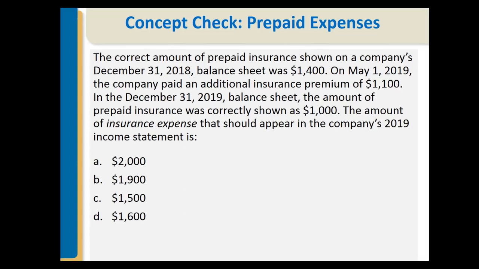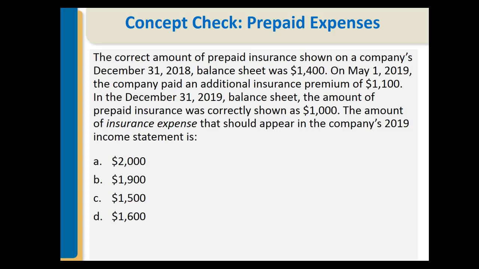So now, let's look at a question. The correct amount of prepaid insurance shown on a company's December 31st, 2018 balance sheet was $1,400. On May 1st of 2019, the company paid an additional insurance premium of $1,100. In the December 31st, 2019 balance sheet, the amount of prepaid insurance was correctly shown as $1,000.